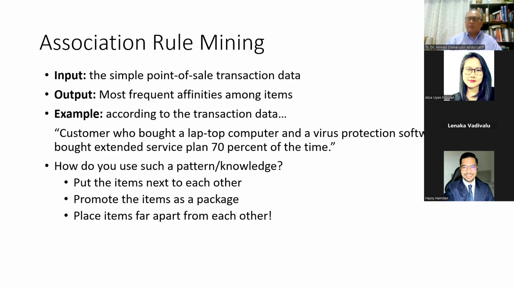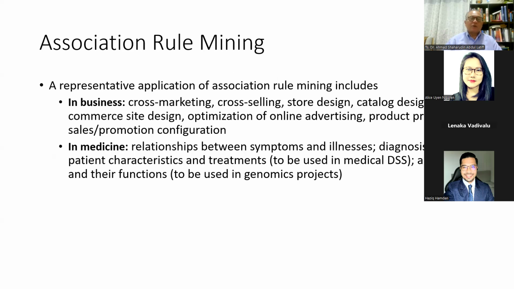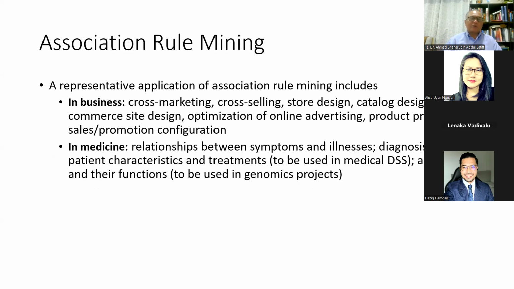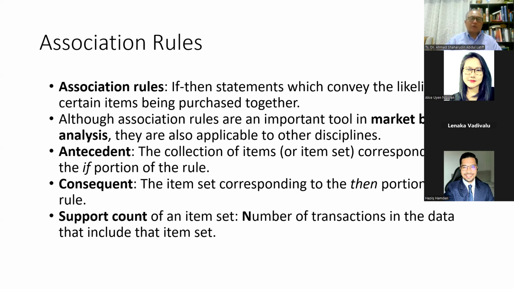So how do you do this association mining? There is association rule mining. There are three components that you look at. One is the input, the thing that you look at. And then the output, which is the other item that you look at. We call them antecedent and consequent. So what do they have, and then what is the next thing that they have? You also need to have a support count.